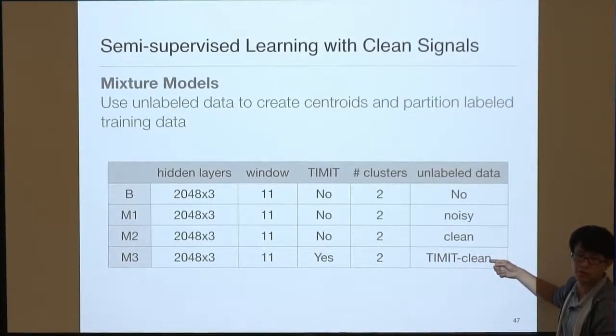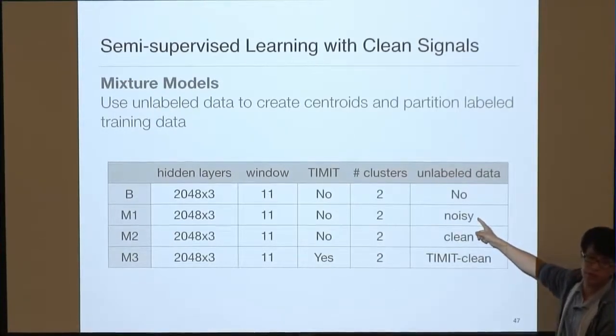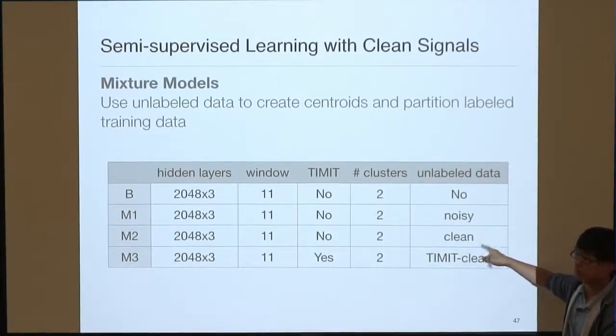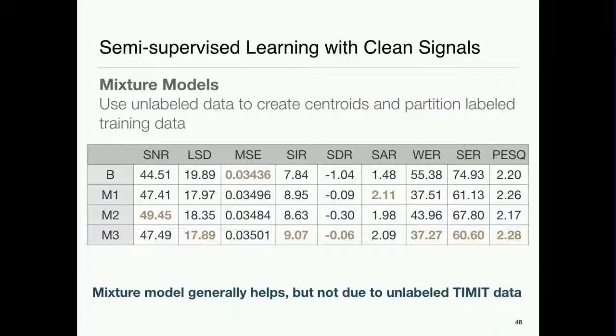The only difference between those 4 different experiments is that I use different data to create the clusters in the first place. For the second experiment, I use noisy Cortana data to create cluster centers. For the third one, I use clean Cortana data. And for the last one, I use clean TIMIT data. And let's see the result.